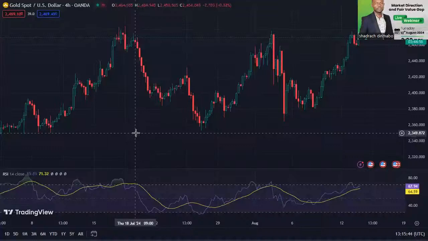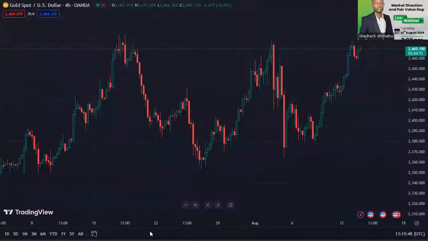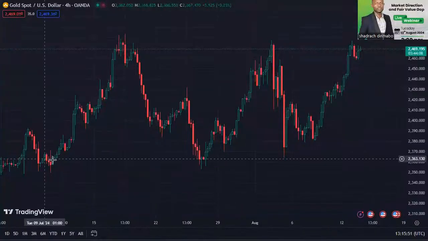So let's look at this. For instance, if we look at this one now, you can see that the market has been rallying in the upside here.